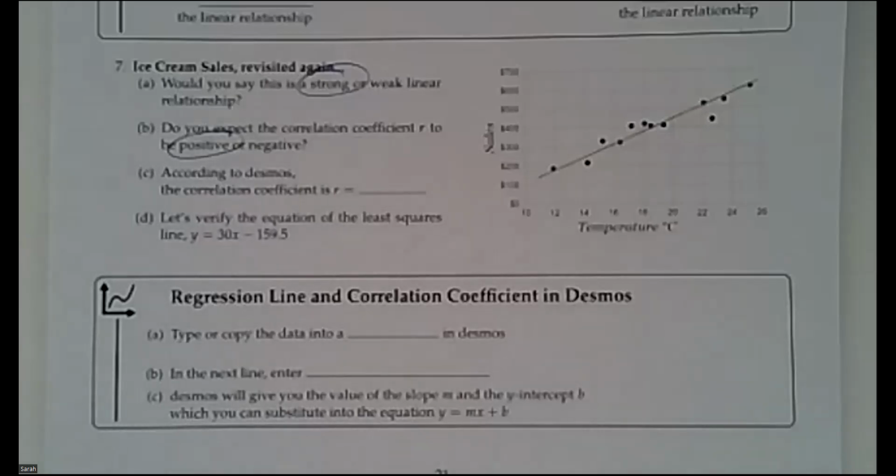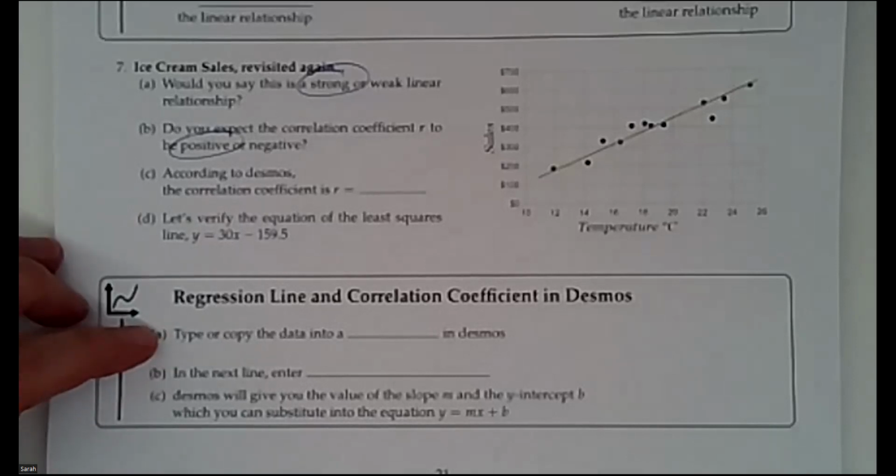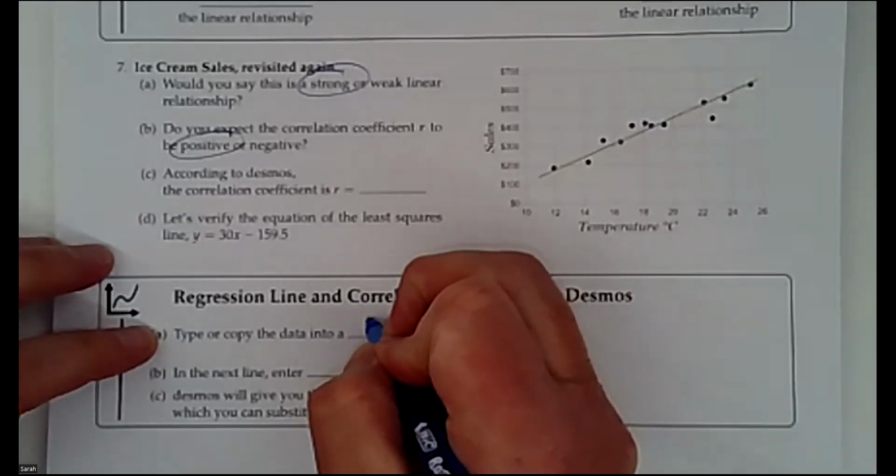So before we go over how to do the ice cream sales problem in Desmos, I want to talk about the last video that you just watched. That video was on Desmos and how to find the regression line and correlation coefficient. Those instructions were to type or copy the data into a table.